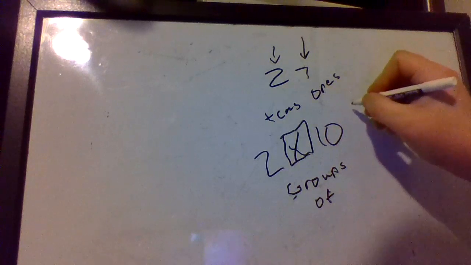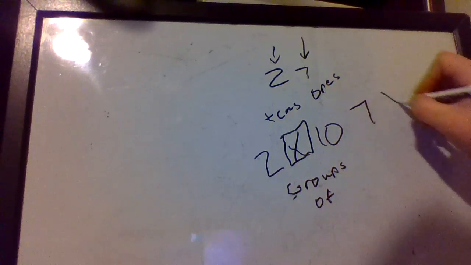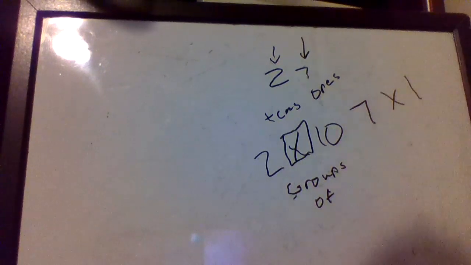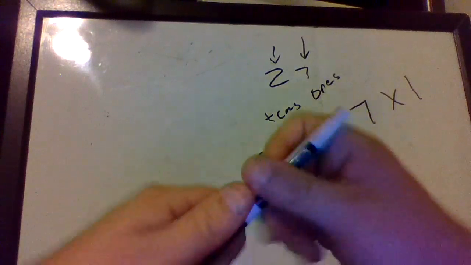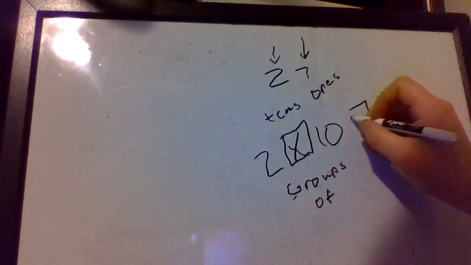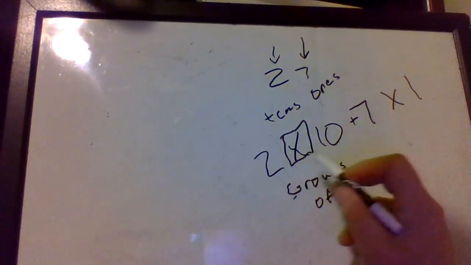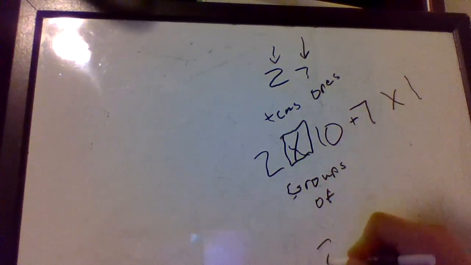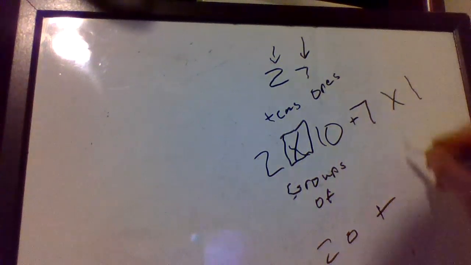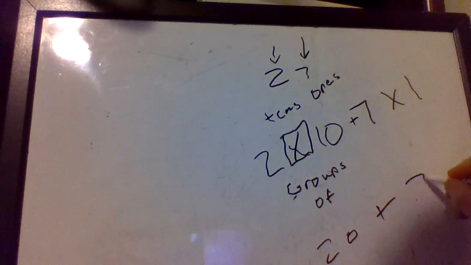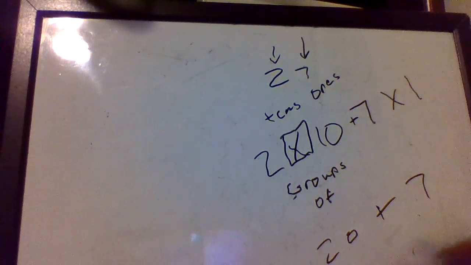So here we've got 7 groups of 1, because 7 is in the ones place. And that is how you write it in expanded notation. And there would be a plus here, because we have 2 groups of 10, which is equal to 20, plus 7 groups of 1, which is equal to 7. So as you can see, 20 plus 7 equals 27.